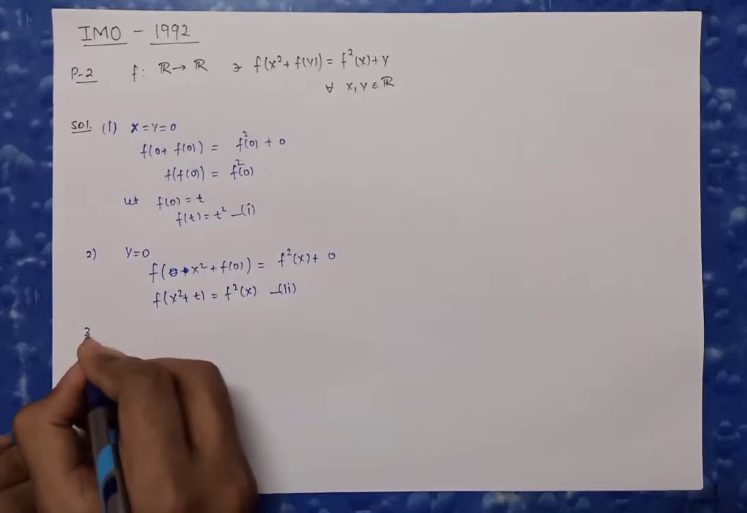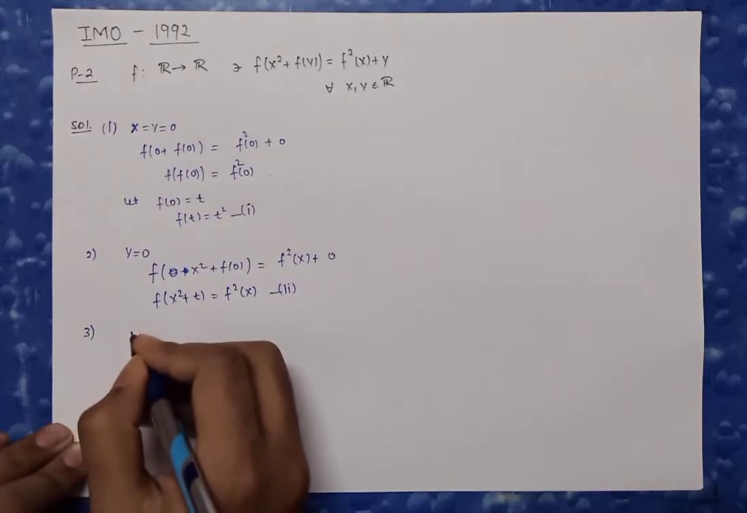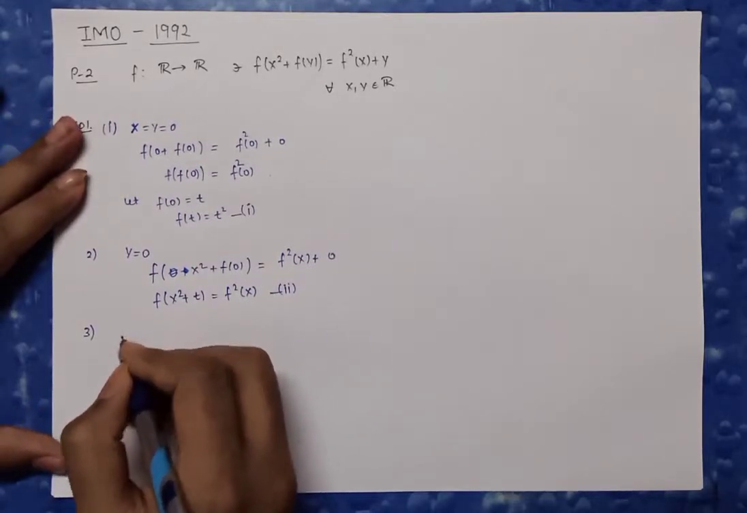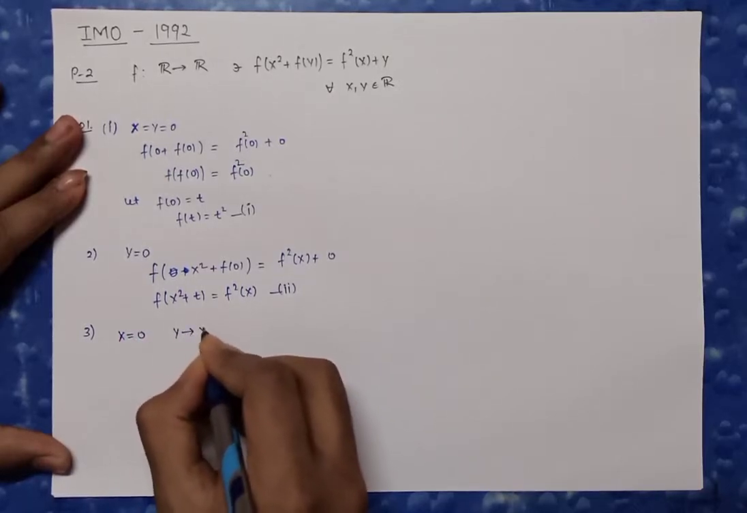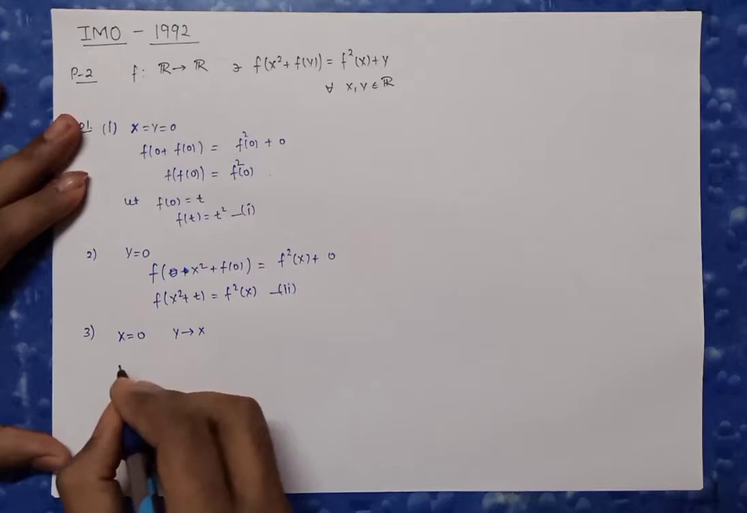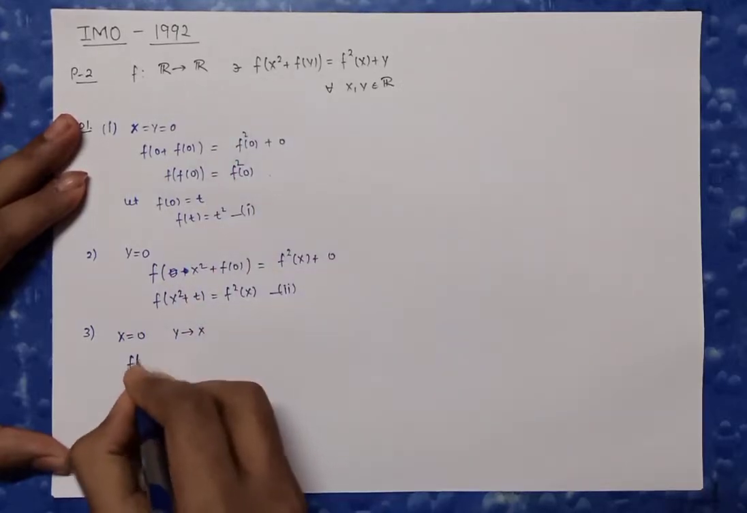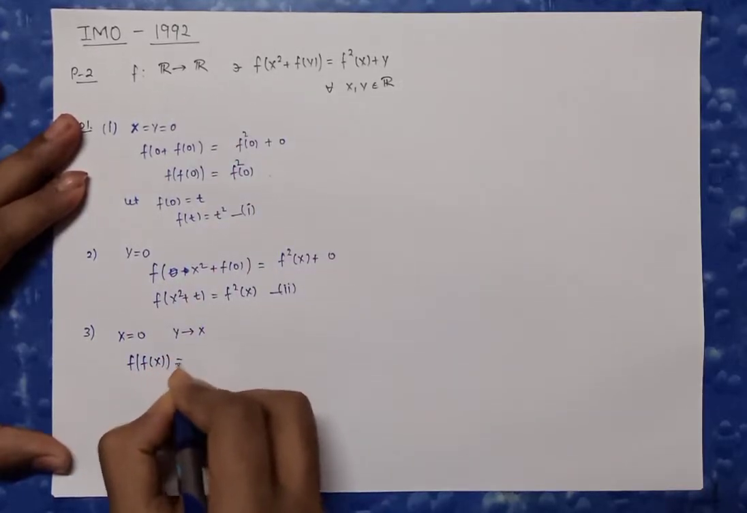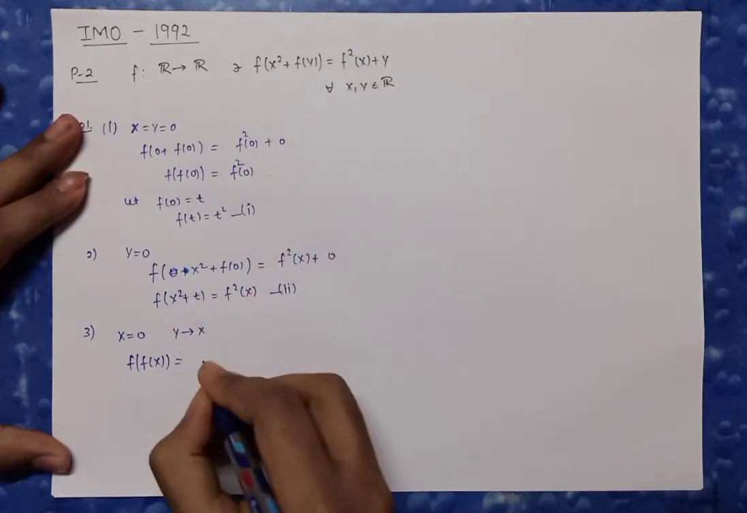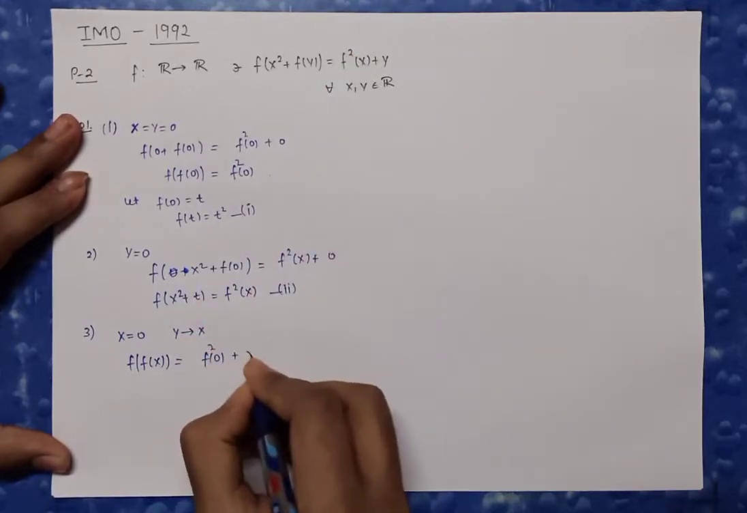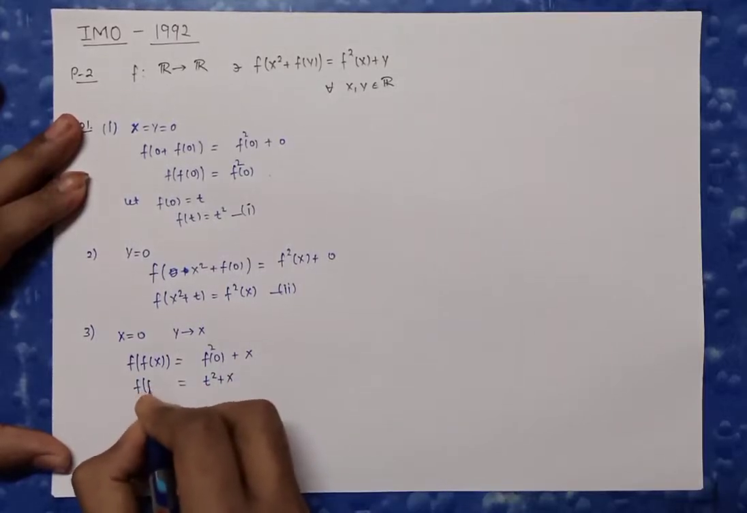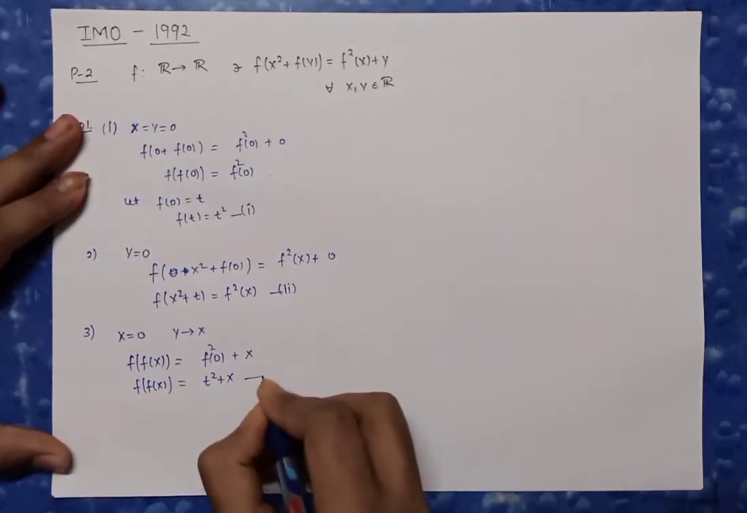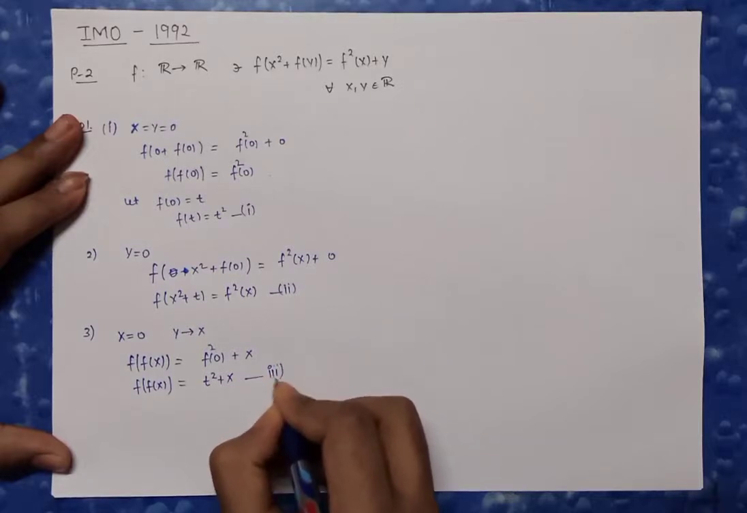Now let's take step 3. In step 3 we are going to substitute x equals to 0 and y as x. Here what we will get is f of x equals f of 0 square plus x. This is nothing but t square plus x. Let's call this equation number 3.